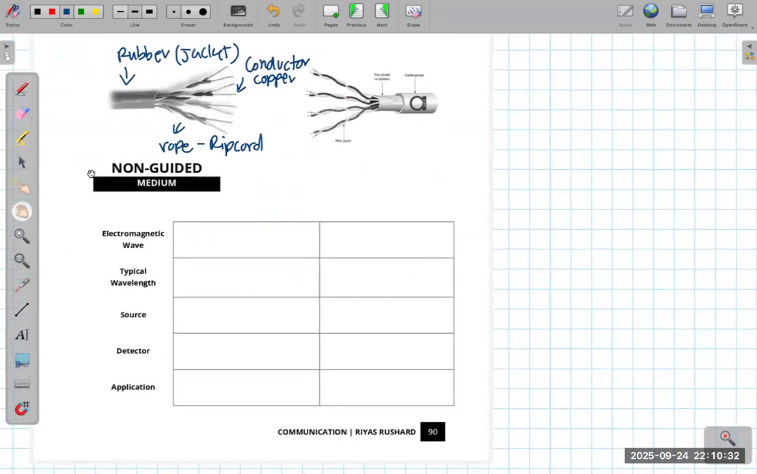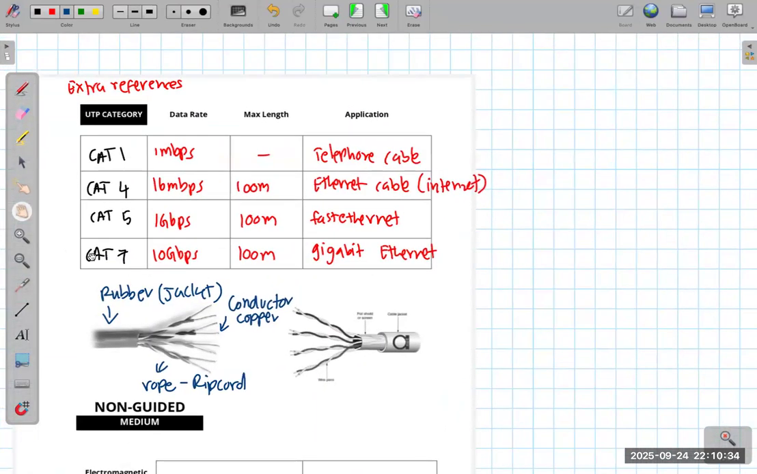Good. Then we do have unguided medium. Non-guided medium, those are a wireless medium.